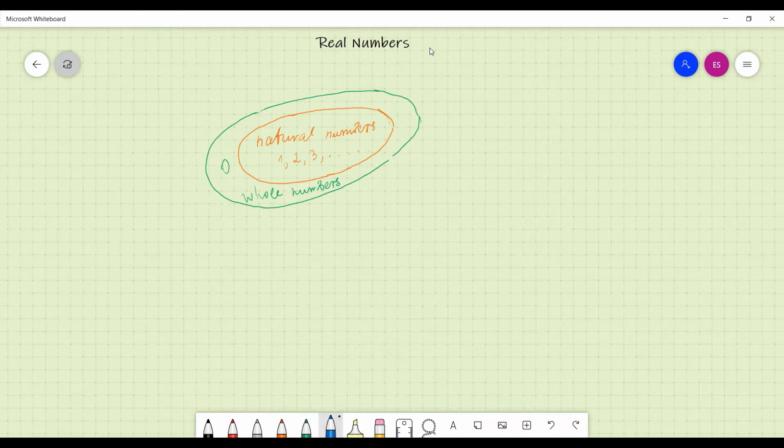Now, if we add all negative numbers, if you take all natural numbers and add a minus to every natural number, we're going to have integers. So I'm going to put additional numbers like -1, -2, -3, and infinitely many of them, and label it as integers. Integers or integer numbers.